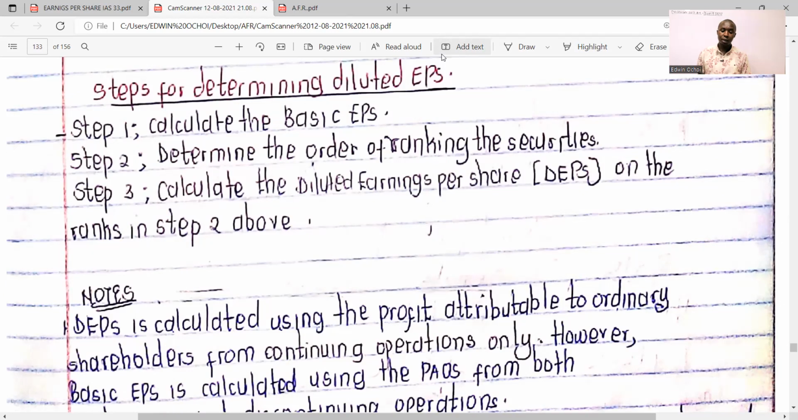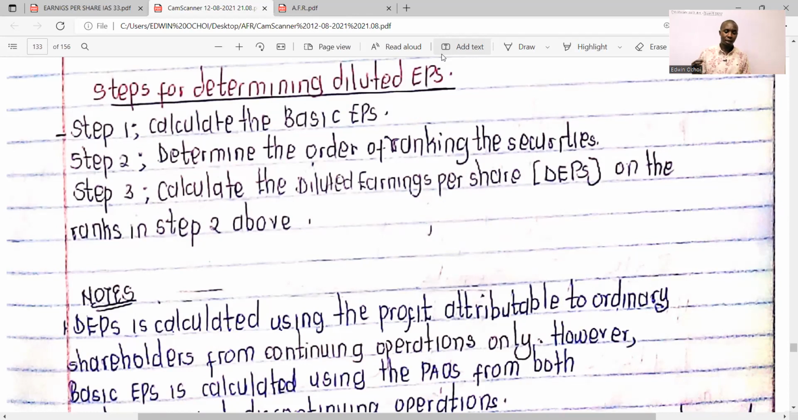Step 2, determine the order of ranking the securities. We always rank the securities starting from those which have the least effect on the basic earnings per share. So we will be looking at these potential securities which will be incorporated in the question you will be doing.